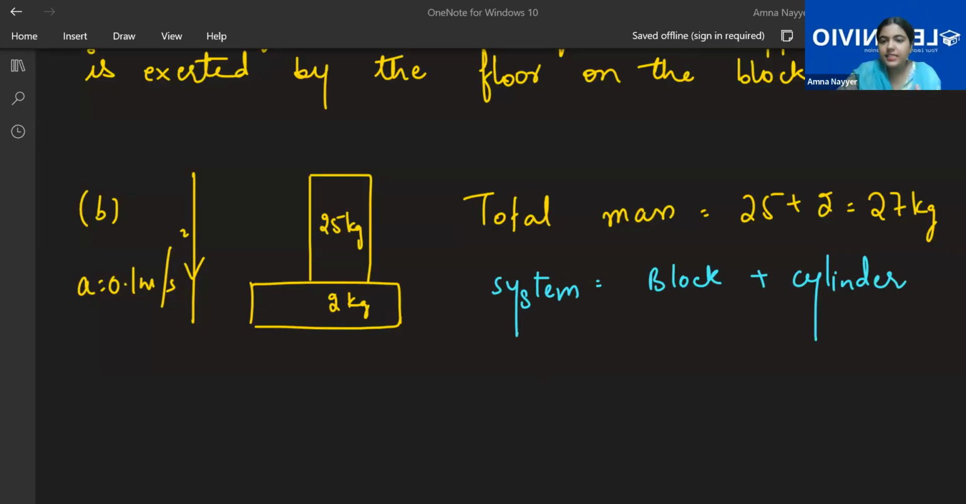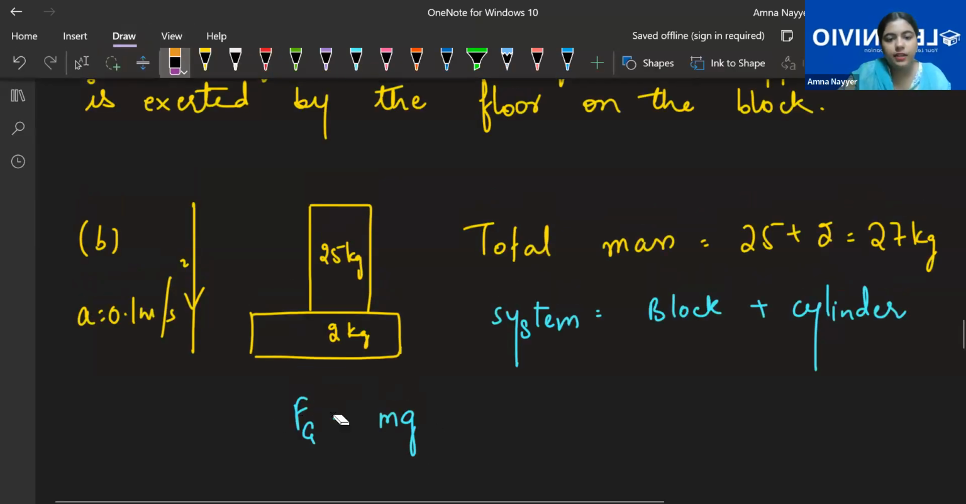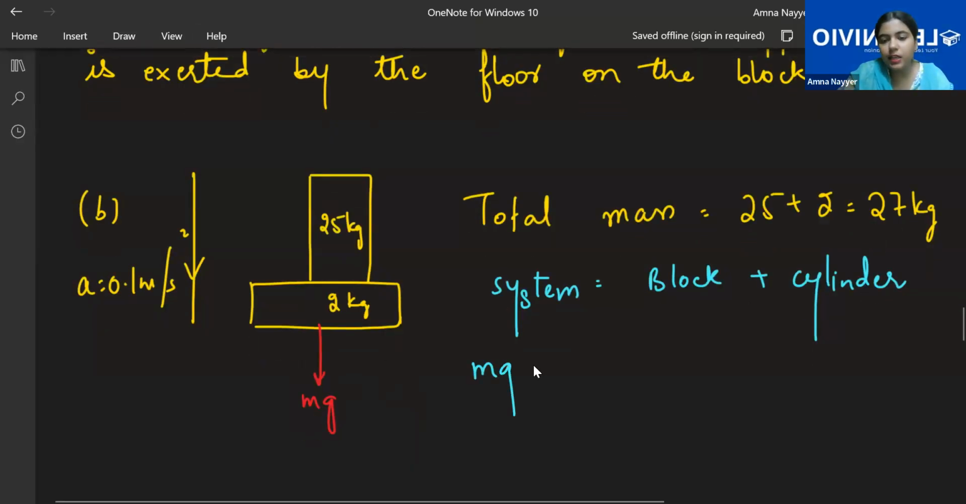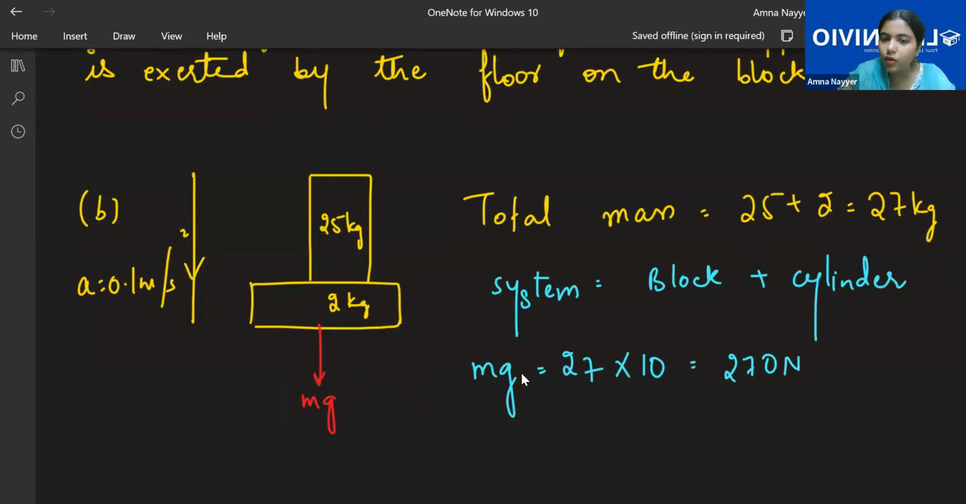If I say what's the force of gravity, mg, if I calculate the value of mg here, it will be Fg equals mg, which is acting downwards. So here what will be the force? mg will be equal to 27 into 10, equal to 270 Newton. Do you all agree till here? Okay, till here the question is clear to all of you?